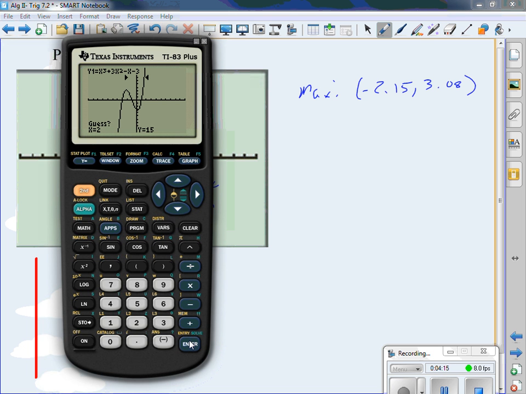Try not to pick a number that's right next to it. 0 is a little bit close. Try to give yourself a little bit of a window. I don't care what your guess is. Enter. I have a minimum at 0.15, -3.08. Any questions on this so far? Find the local max, the local minimum. Just applying what we did in the past to now.